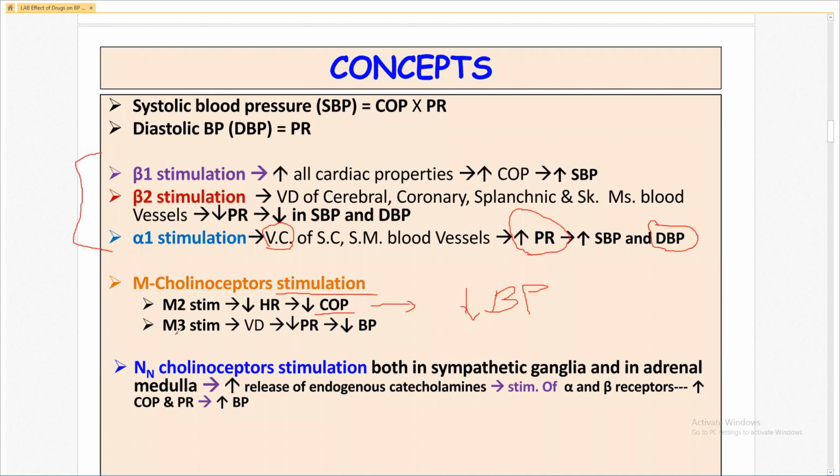M3 stimulation, muscarinic 3 receptor stimulation, vasodilation, available in the blood vessels, decreases the peripheral resistance, and decreases the blood pressure. So both muscarinic receptors M2 and M3 are responsible for the decrease in blood pressure. We can say cholinergic drug is responsible for the decrease in the blood pressure via M2 muscarinic receptor and M3 muscarinic receptor.